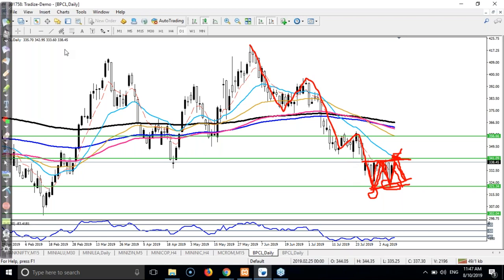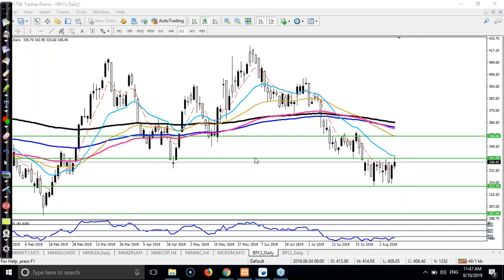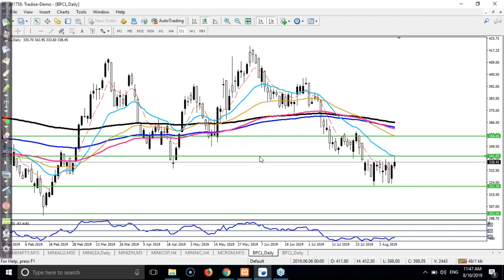So we can't say anything in this range, so we never trade. Always wait for the break of this range, right? Have you seen the 20 moving average? So now you can see.